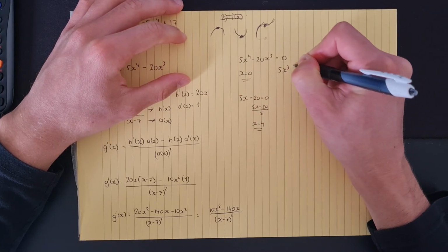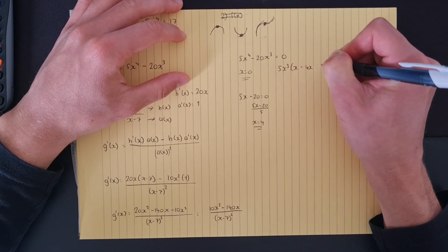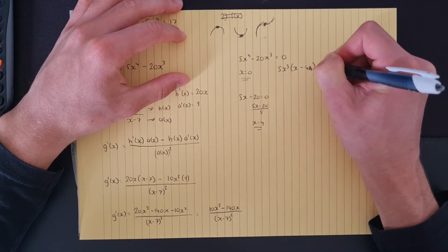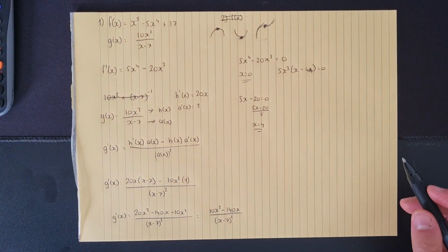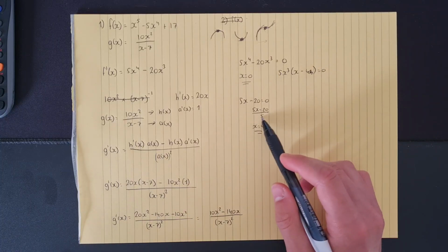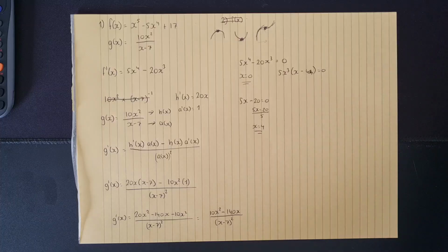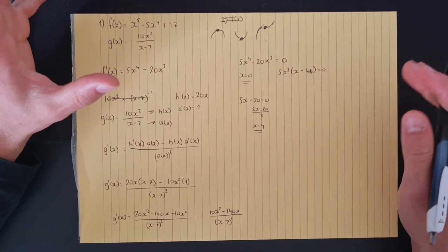We could do 5x cubed times x minus 4 is equal to 0. Right, that's basically just what we did there. We factored out the x cubed and then the 5 as well. We factored it out here. Okay, so those are going to be the two answers for that. For f of x, those are going to be the x values of the critical points.